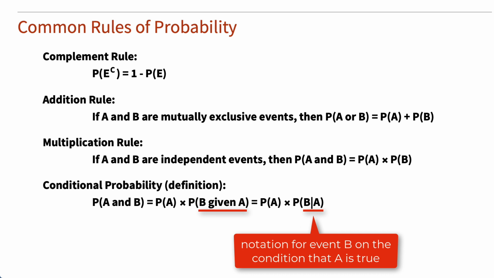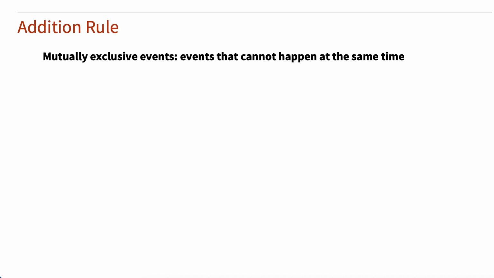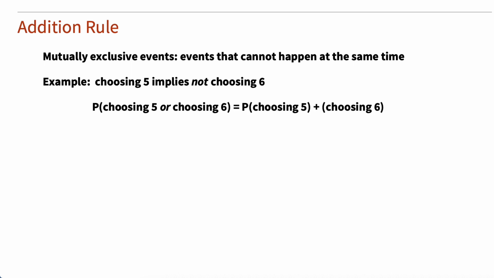The addition rule applies to events that cannot happen at the same time. Events that cannot happen at the same time are called mutually exclusive events. When choosing random numbers, for example, choosing one number implies not choosing some other number, so choosing 5 and choosing 6 are mutually exclusive events. The addition rule says the probability of choosing 5 or 6 is the probability of choosing 5 plus the probability of choosing 6. So, for example, if the probability of choosing 5 is 10% and the probability of choosing 6 is 10%, then the probability of choosing 5 or 6 is 20%.